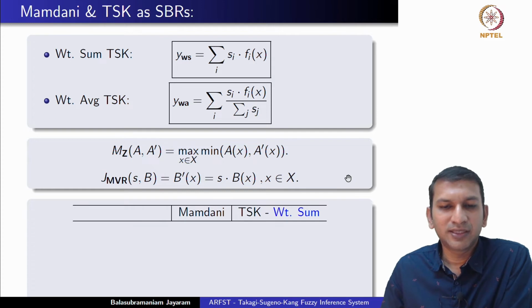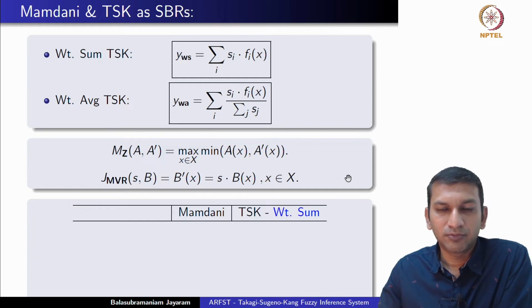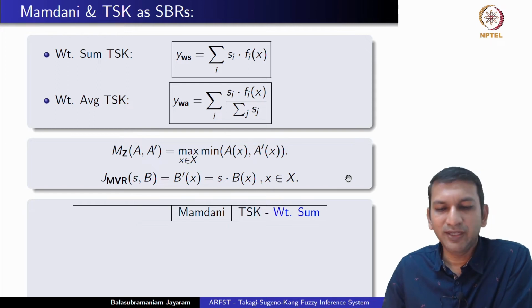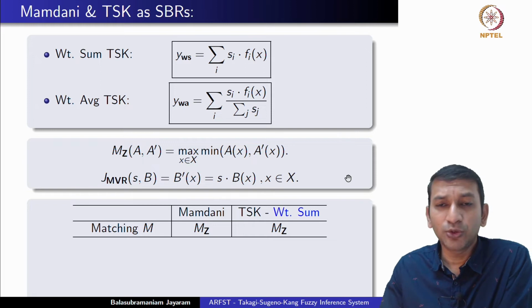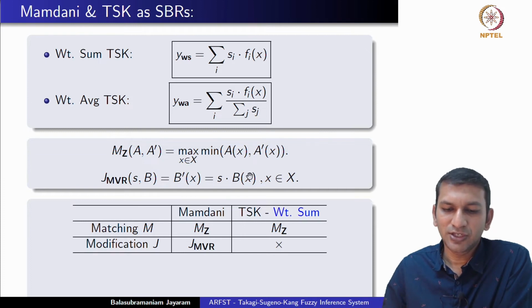Now how do Mamdani and TSK compare as SBRs? Let's concentrate on the TSK weighted sum. Of course, we could also in some convoluted way look at weighted average TSK also as an SBR, mapping it to the different operations that we have given. But for the moment, let's concentrate only on the weighted sum TSK fuzzy system. So we know that the matching function that you could use is typically the Z-ace matching function. Of course, you could use any one of the major class of matching functions wherein you change those two operations plus and times cross. The modification function in the case of Mamdani fuzzy system is essentially this.